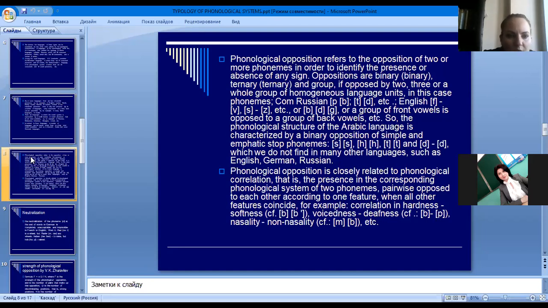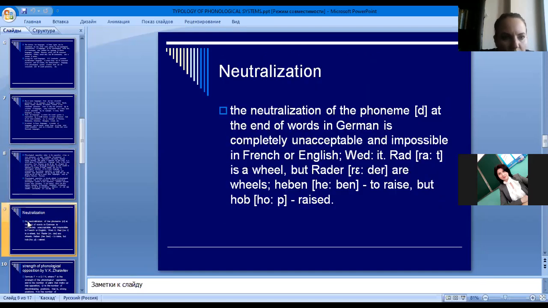So the next feature we're going to speak about is neutralization. Neutralization is associated with the features considered above, opposition and correlation, which is characterized in phonological terms by the removal of a feature that distinguishes one phoneme from another in a binary opposition.